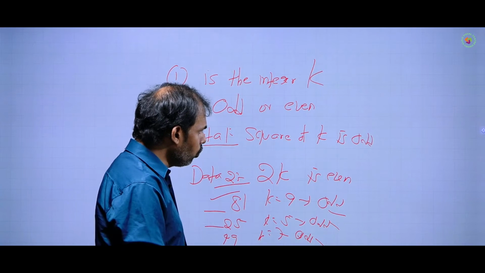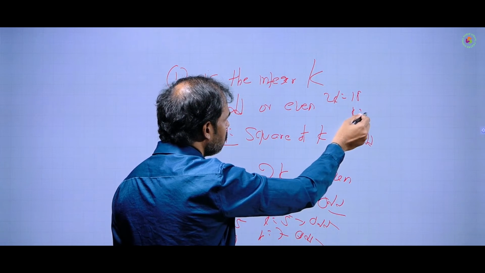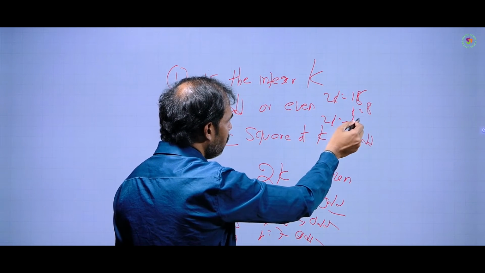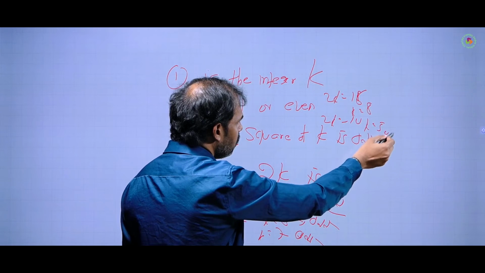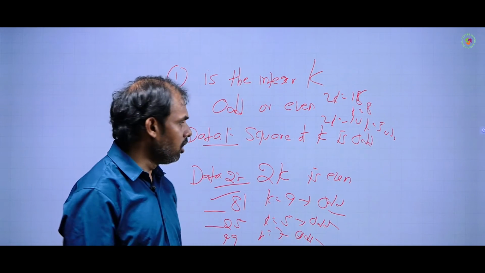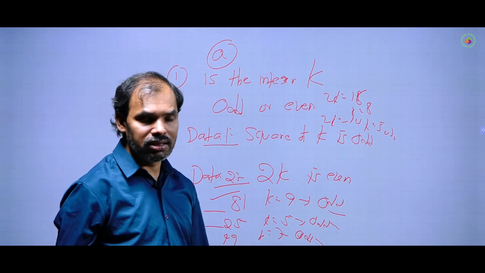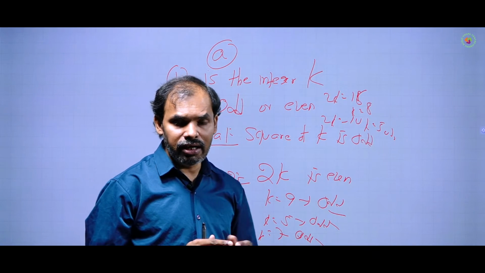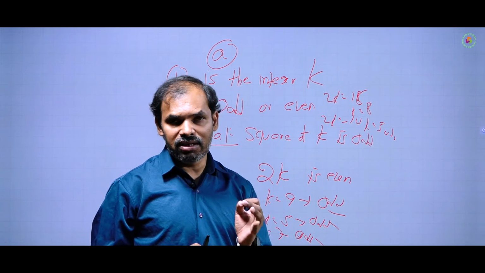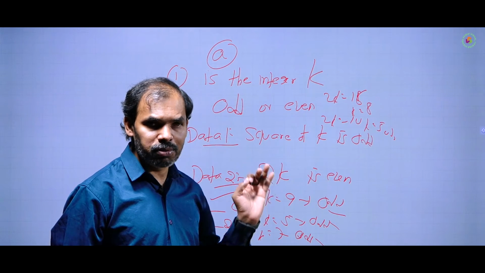Now data 2, 2k is even. For example, 2k value 16, k value 8, even. 2k equal to 10, k value 5, odd. So 2k even means k may be either odd or even, we cannot decide. So only data 1 is required to answer the question. Answer is A. If someone said square of k is odd, immediately you can say k is odd. If someone said 2k is even, we cannot say k is odd or even. So option A is correct.